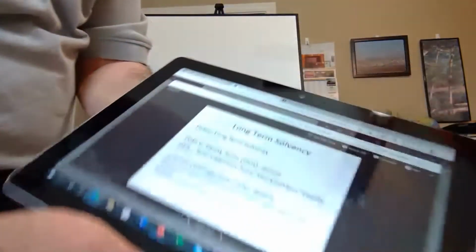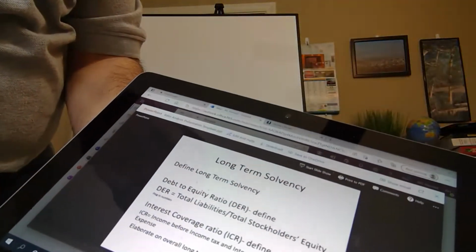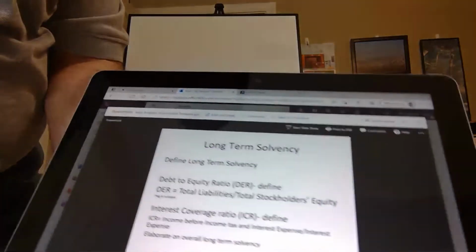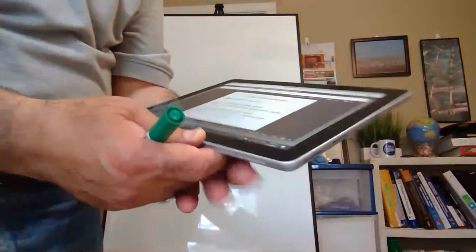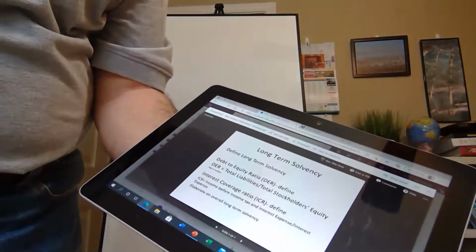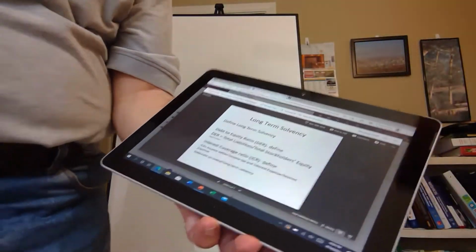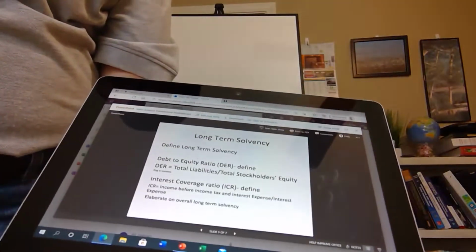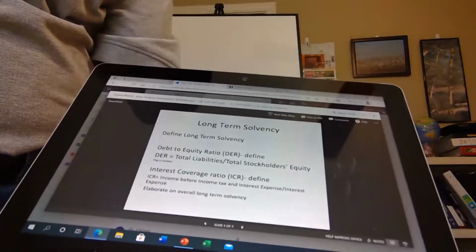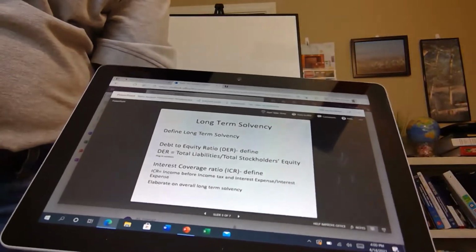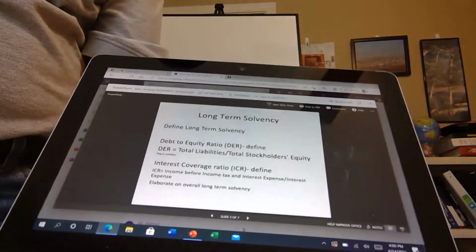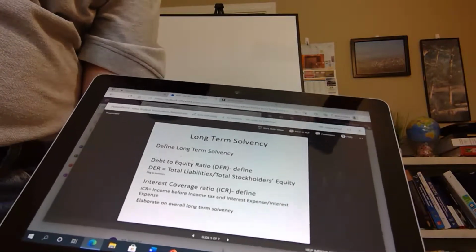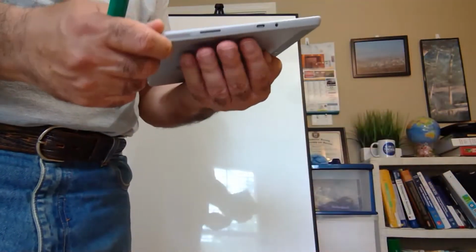Then the interest coverage ratio, the same thing: define it. I wrote down the formula for you, and you just need to plug in the numbers. Once you're done with the numbers, elaborate on the long-term solvency. Tell us the ability of the business to survive and pay off its debt. Is this business in a good position to pay its long-term dues and survive in the long run? All right.